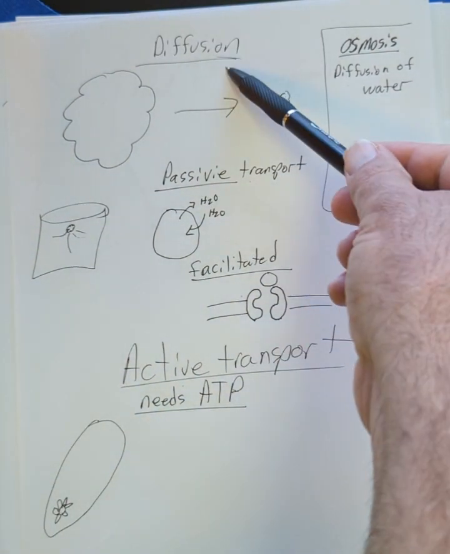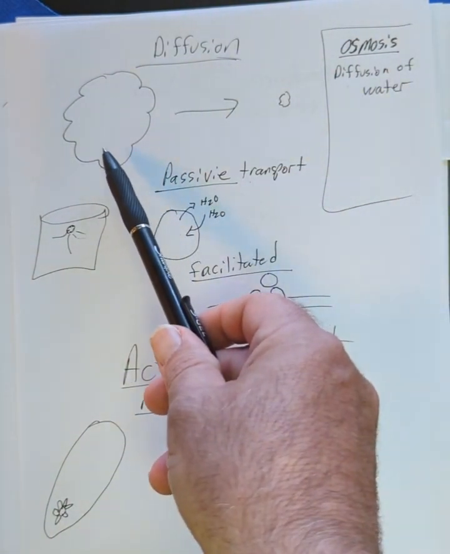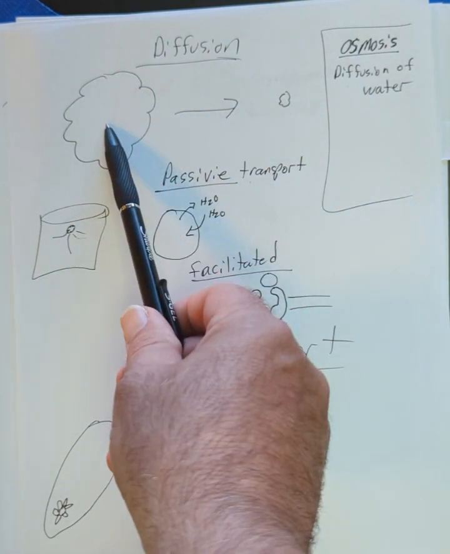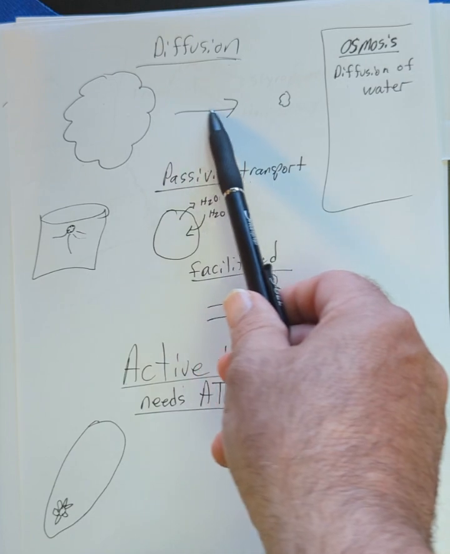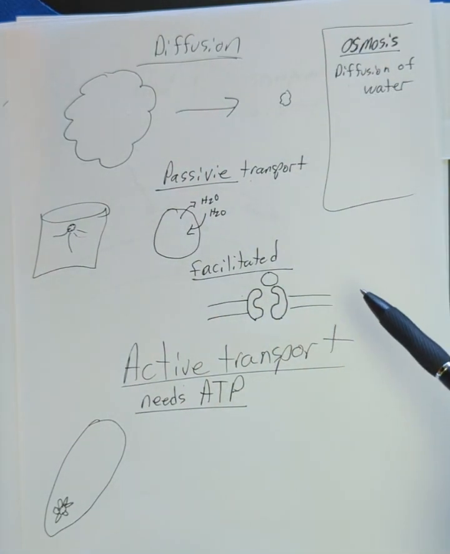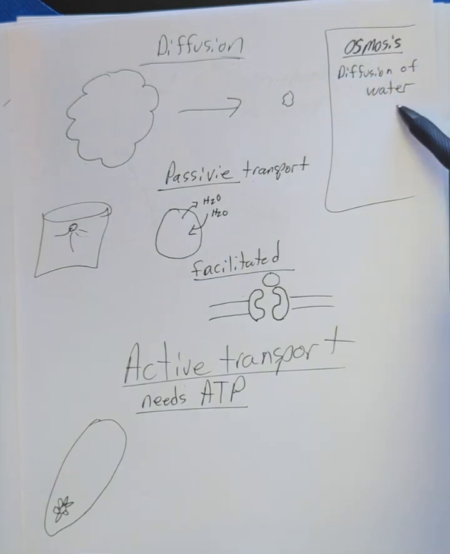We talked about how diffusion was something going from high concentration to low concentration. Like someone sprays perfume on one side of the room, after a little while, people on the other side of the room will be able to smell it. We talked about osmosis being the diffusion of water.